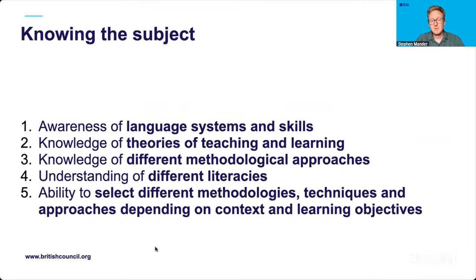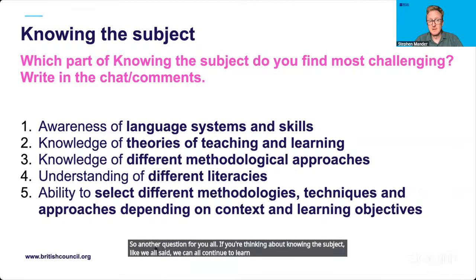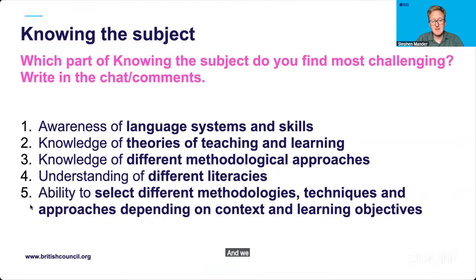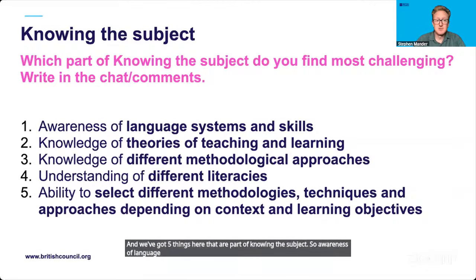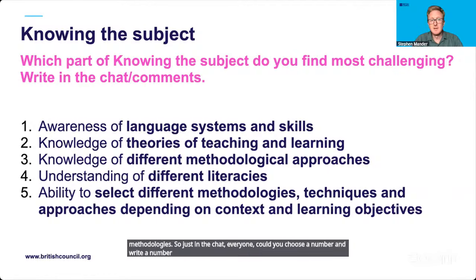So another question for you all. If you're thinking about knowing the subject, like we all said, we can all continue to learn throughout our career. And we've got 5 things here that are part of knowing the subject. So awareness of language systems, knowledge of theories, knowledge of different methodological approaches, understanding of different literacies, ability to select different methodologies. So just in the chat, everyone, could you choose a number and write a number? Which one do you think is most challenging for you?